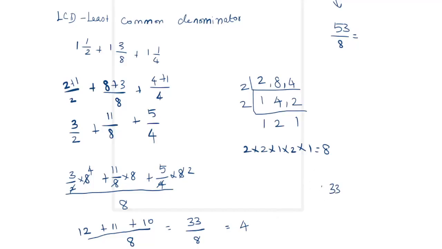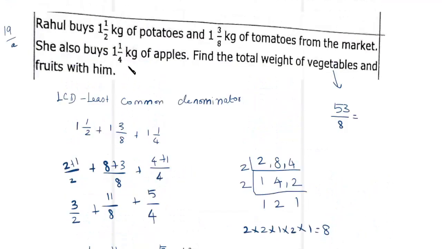33 by 8, 4 times 32, balance is 1. So we can write the result as 4 1 by 8. So this is the answer, 4 1 by 8. 4 1 by 8 is the balance. The 4 1 by 8 is the total weight of vegetables and fruits that are with him.